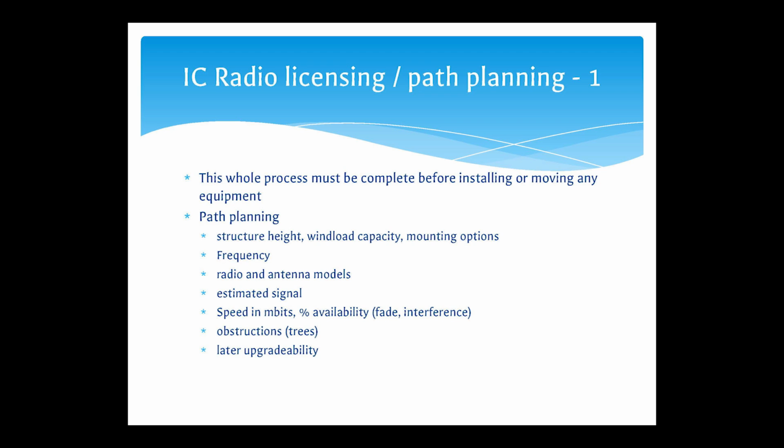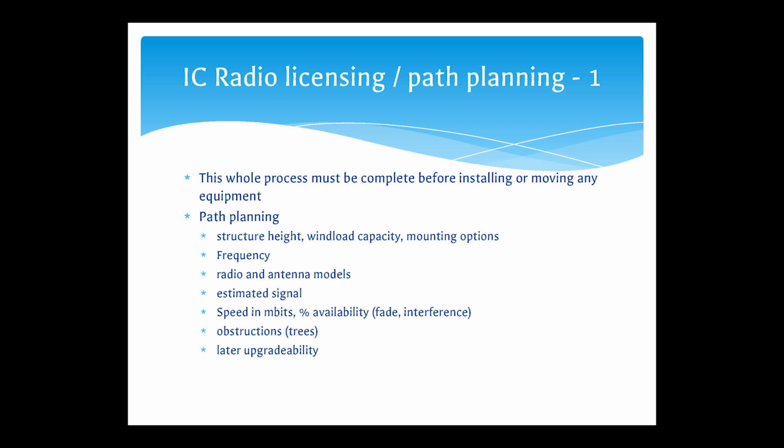Factors that are included in the planning are the height of the structures, what their wind load is, which means how big of dishes you can put, how you can mount equipment, what frequency you use, the models of the radio and the antennas, the estimated signal over the radio path, the speed in megabits you can get, the percentage of availability of those speeds based on other factors such as fade and interference. That's more for unlicensed links, not licensed links. Also any obstructions such as trees, and factors such as keeping it upgradable later.